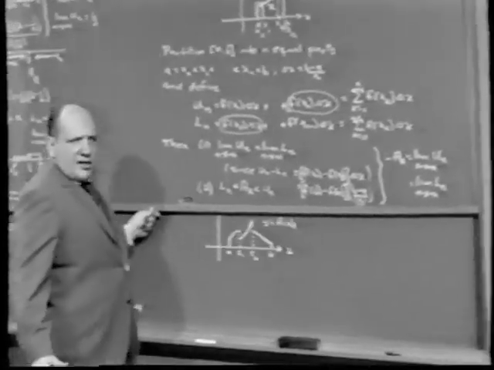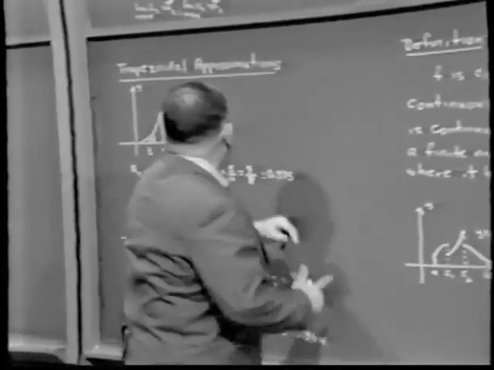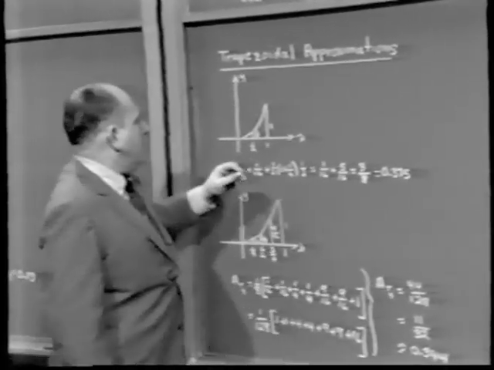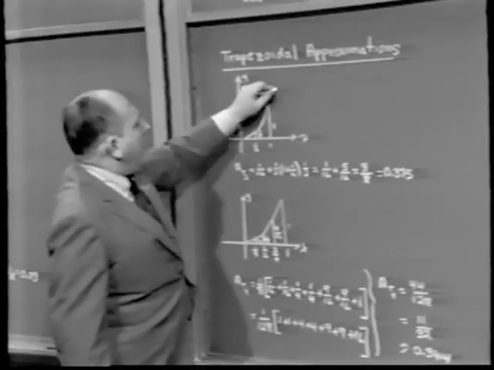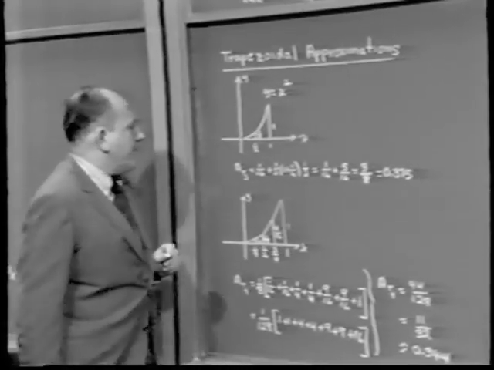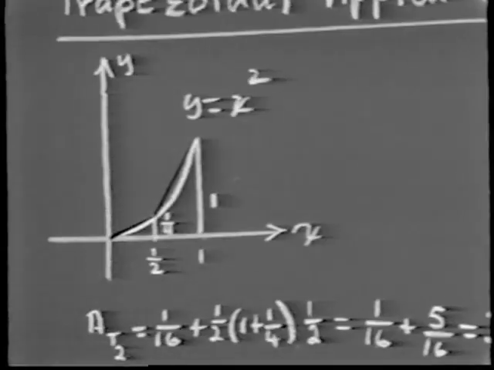Let me give you a for instance here. Namely, let me explain to you what we mean by trapezoidal approximations. Let's take the same region, y equals x squared. And now we'll divide it into two parts here.